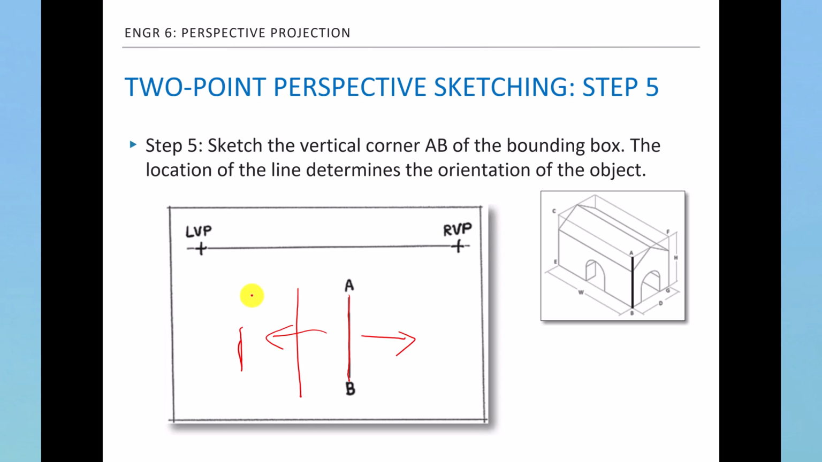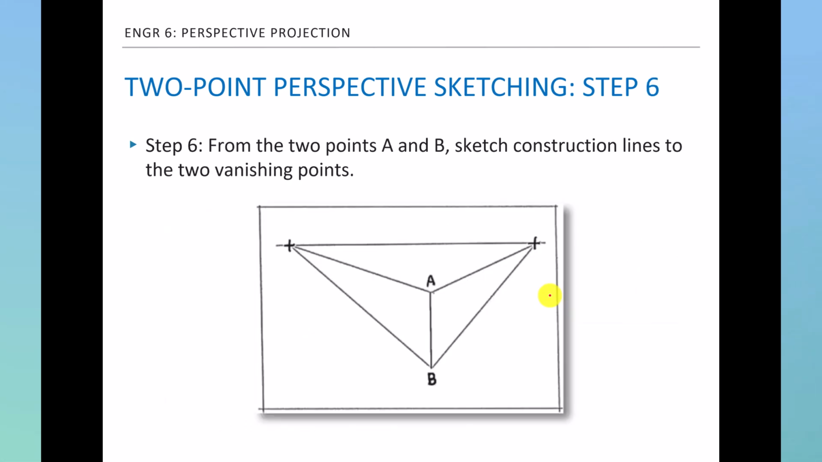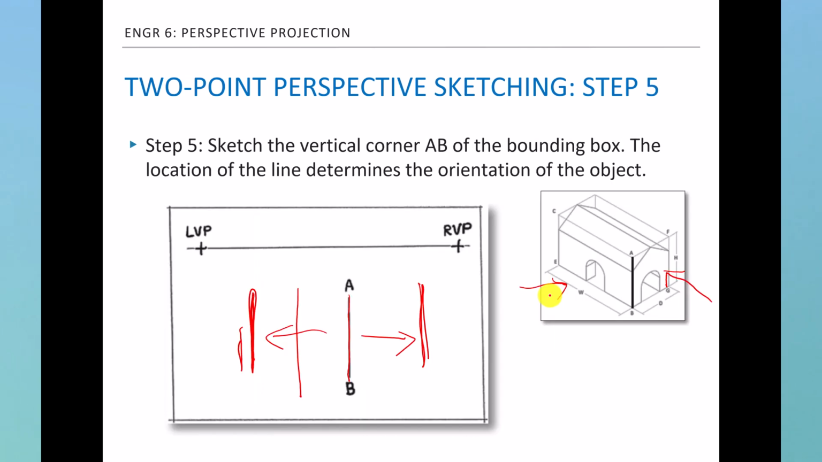If you draw your AB line on the more left-hand side, then you're going to see more of the right side of the building. And if you put your AB line to the right, then you'll see more of the left-hand side of the object in your sketch. So you have to decide where the AB line should be.